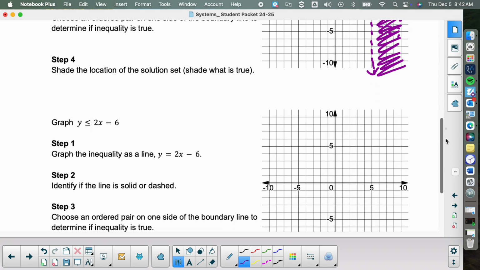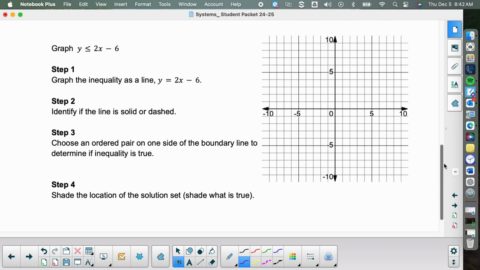So I think it's at the bottom. I don't think it's the next page. Yes. We're going to have the same thing but with two letters.